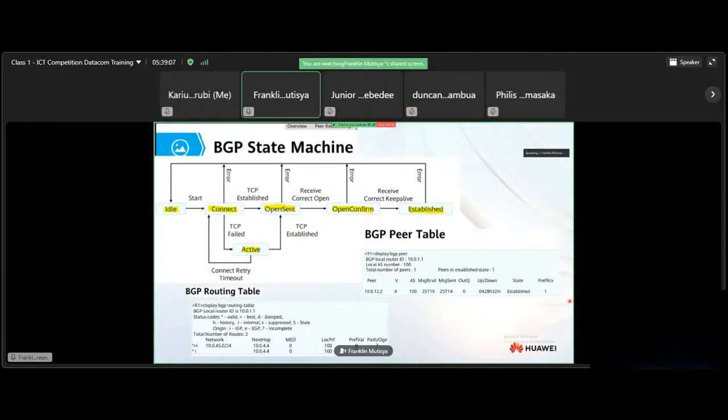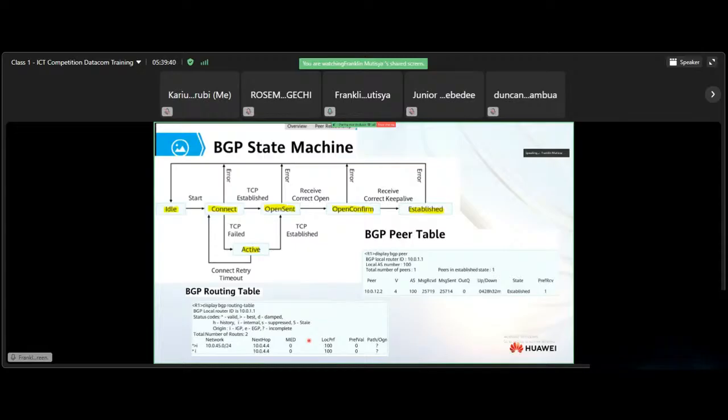Once established, you have the BGP routing table. You can display it using the display bgp routing-table command, and then you'll be able to see the routing table. It will have fields like network, next hop, and the multi-exit discriminator field. Some of these things we will try to see whether we can cover. If we don't manage, I expect you to get to understand them.